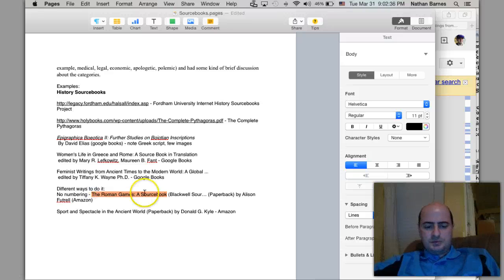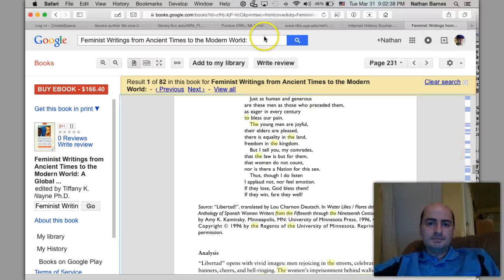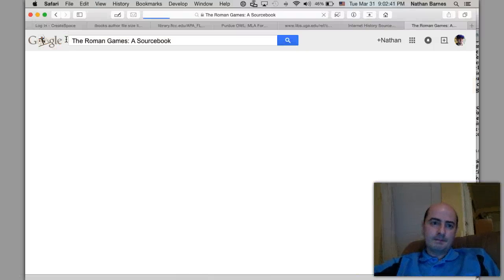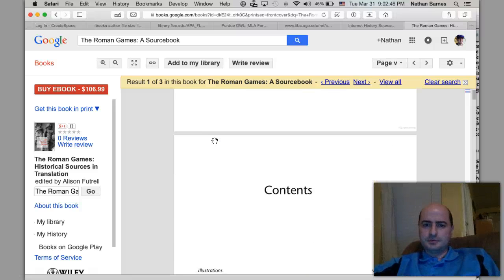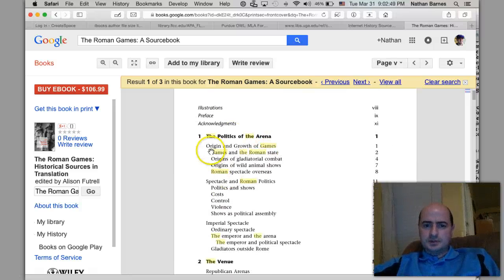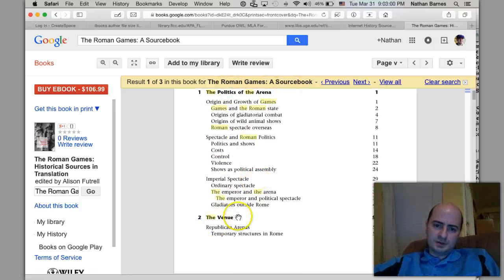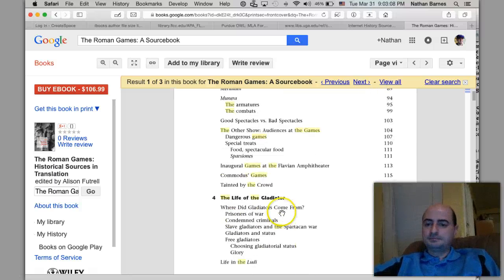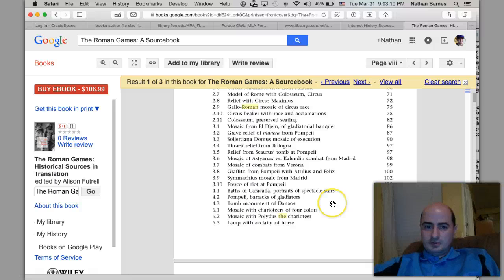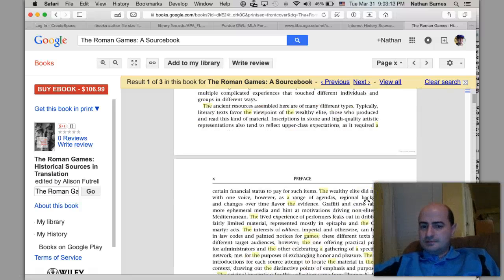Okay, I'm going to show you a sample, one with no numbering in it. It's a very popular book, and you'll see it's a different way to number it, but they still group them together. Origin and growth of the game, spectacle and Roman politics, imperial spectacle, and then you have the politics of the arena, the venue, day of the games. It's not just chapter 1, chapter 2, chapter 3, but they're actually grouped together. And you have the list of illustrations.